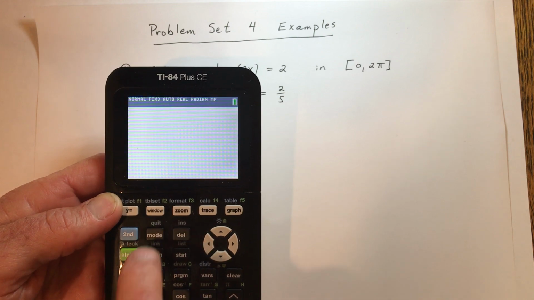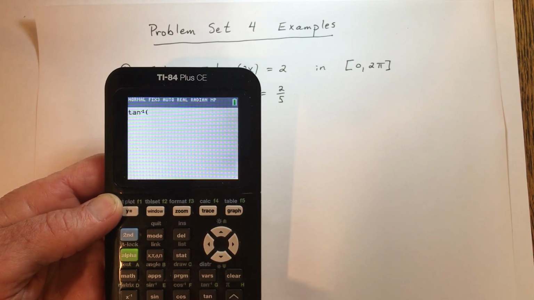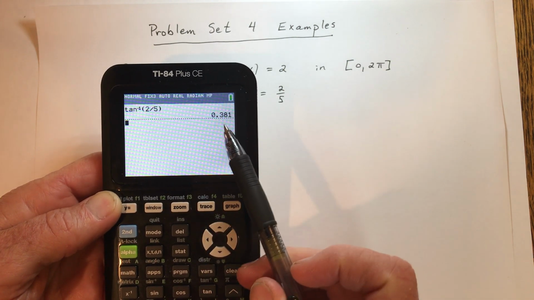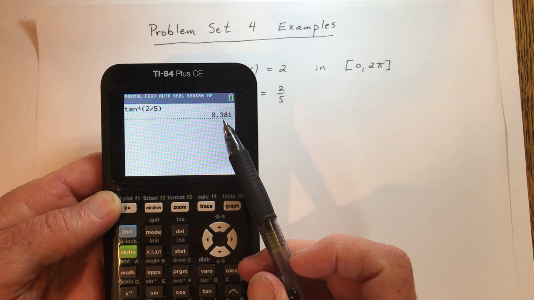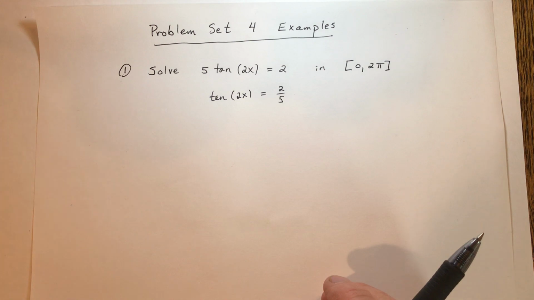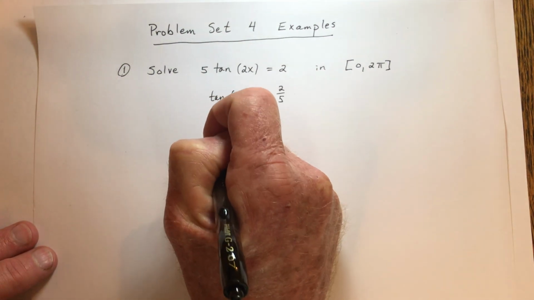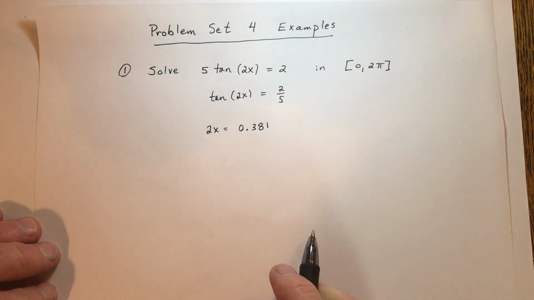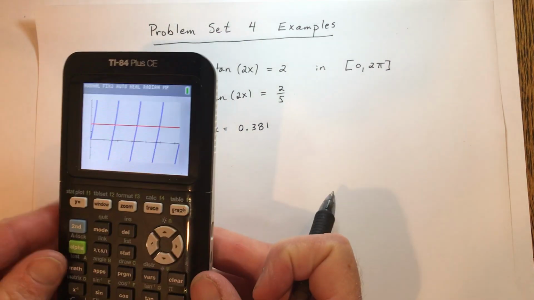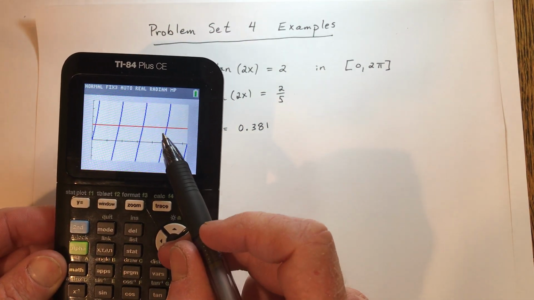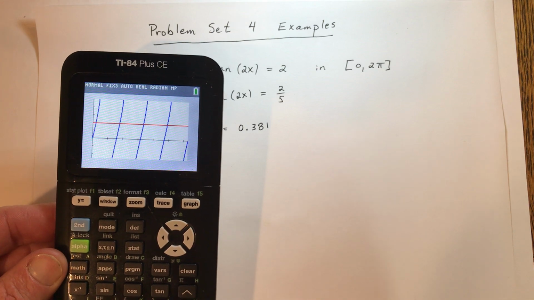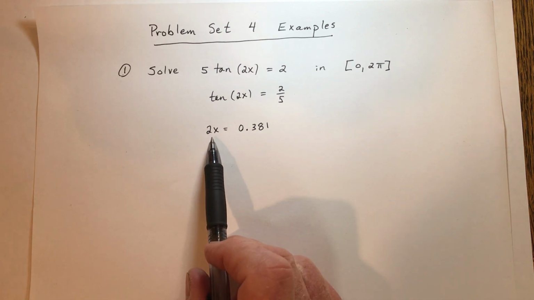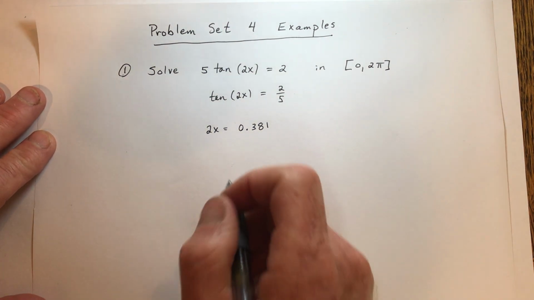Now when you do the tangent inverse of 2/5, the calculator is only going to give you one answer. And it's going to give you the answer that's closest to the origin. So we get 0.381. So that means that 2x is equal to 0.381. Now, as I just showed on the graph, there's actually 4 solutions. What I need to do is set up the 4 equations for those 4 solutions, and then at the end, divide by 2. So that's going to be the very last thing, is divide by 2.